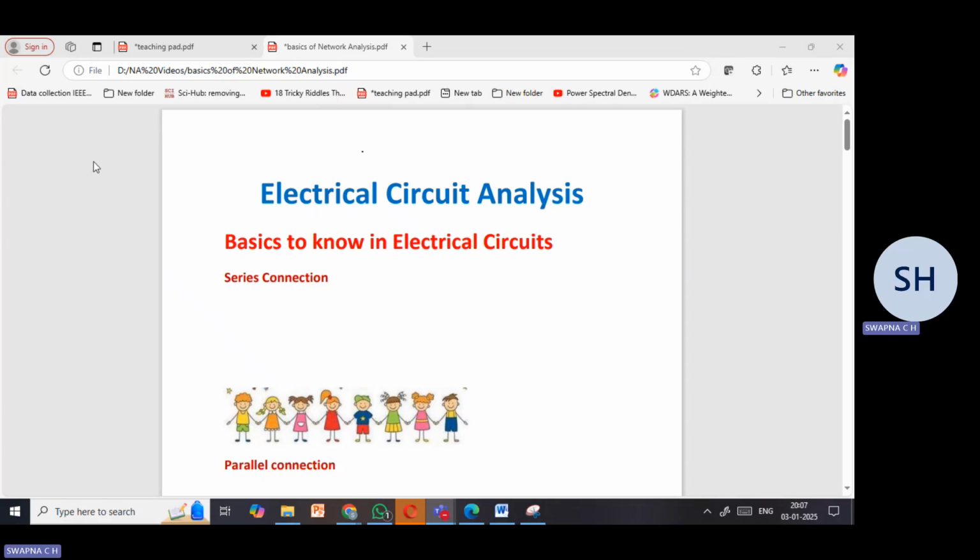which is nothing but the network analysis. So here we will see some of the basics related to the electrical circuits. So first of all, let us understand how the series connection will be.